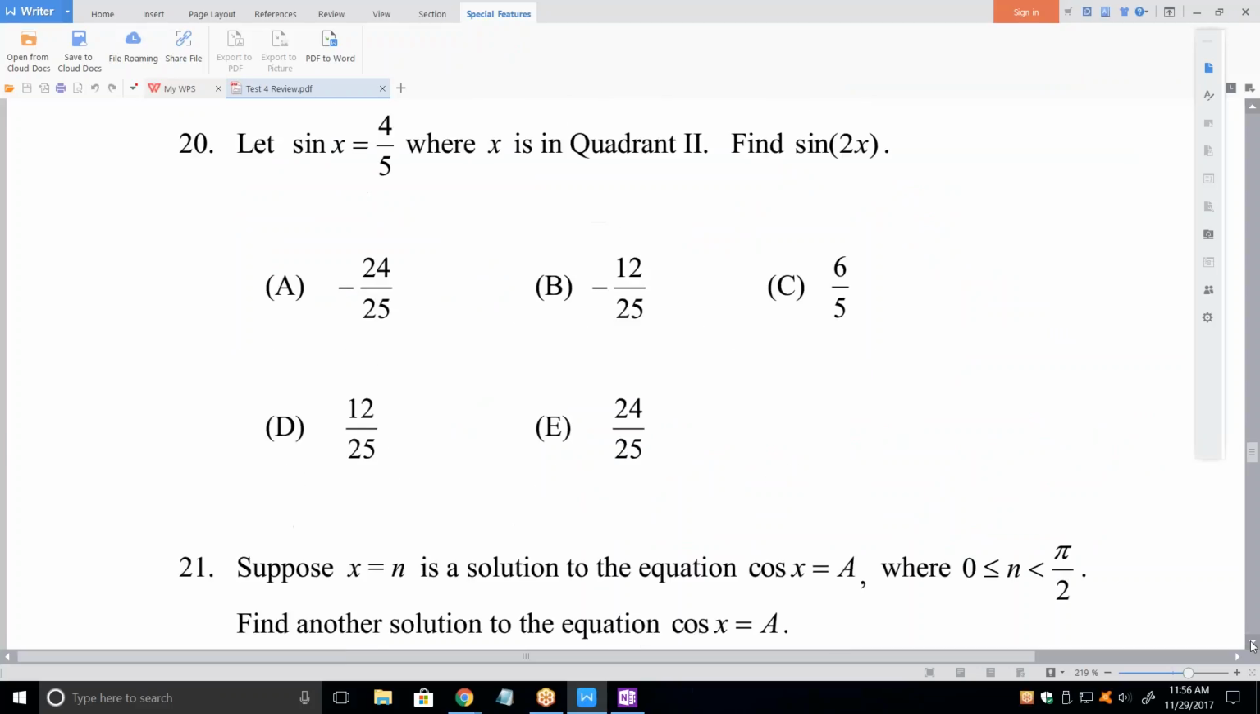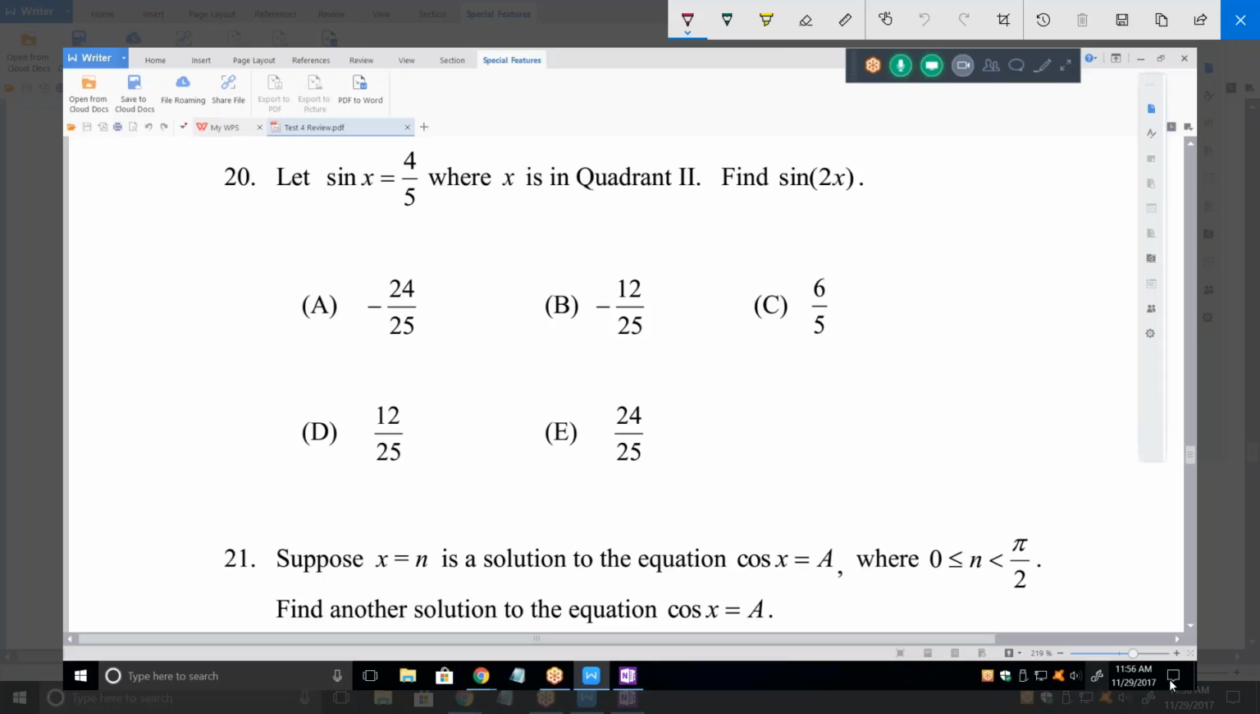All right, let's go to 20. Now, it's going to be the first step. Whenever you see that, what's the first step?